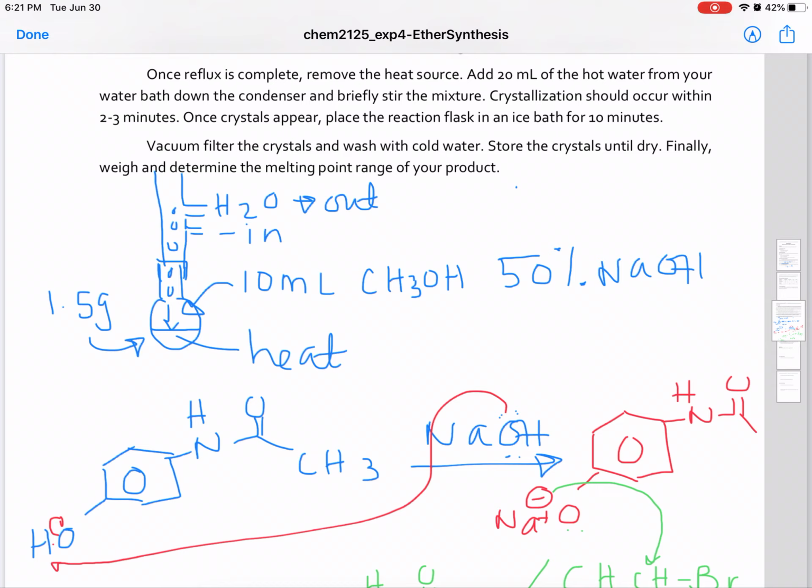And then you're going to vacuum filter the crystals and wash with cold water to get rid of any sodium hydroxide and any other impurities trapped inside the crystals. Then you're going to store the crystals until dry, weigh them, and determine the melting point range of the product. That is the experiment that you're going to watch in your virtual lab.